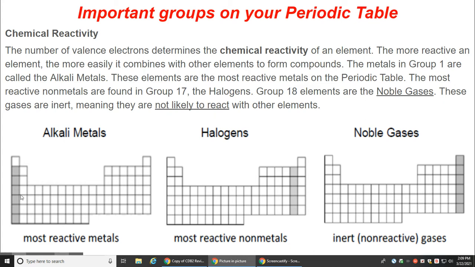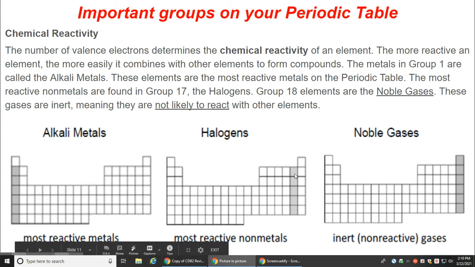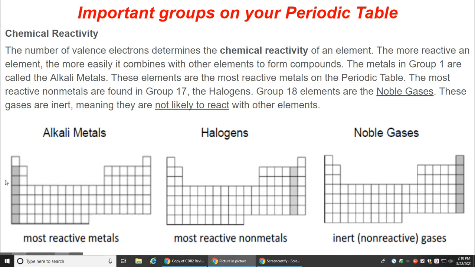So we have our most reactive metals in group 1, and in group 17, our halogens, we have our most reactive nonmetals. And in fact, they react with each other because they have what each other needs. These guys just need one more valence electron from group 1, and we call these guys the takers. And group 1, we say they're the givers. They just want to give away that one valence electron.